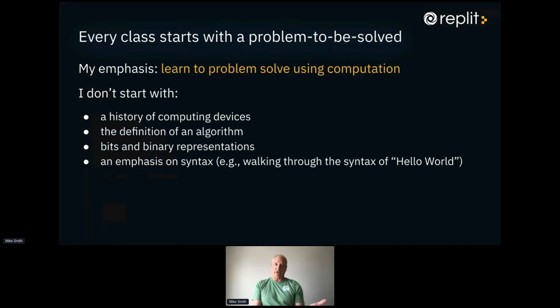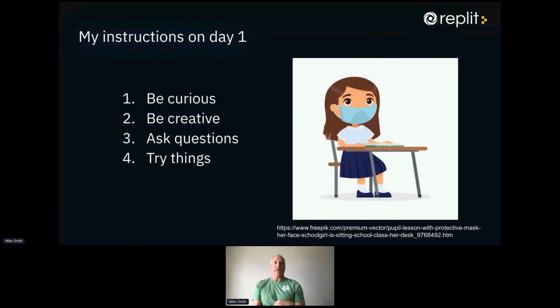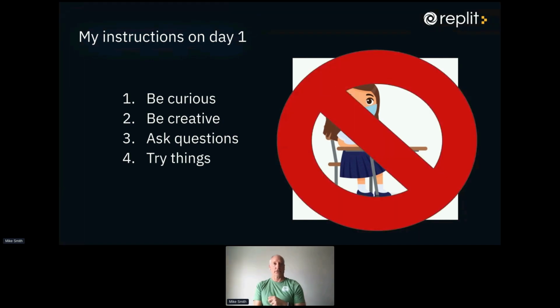So if I'm not giving them foundational information to begin with, how am I actually getting them to start in the class? Well, I'm doing this. My instructions on day one when they walk into the class are 4 things. I put this on the board. Be curious, be creative, ask questions, try things, right? I want them to be active in the classroom. No sitting around passively taking notes.